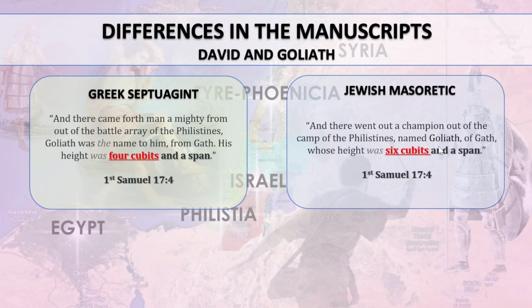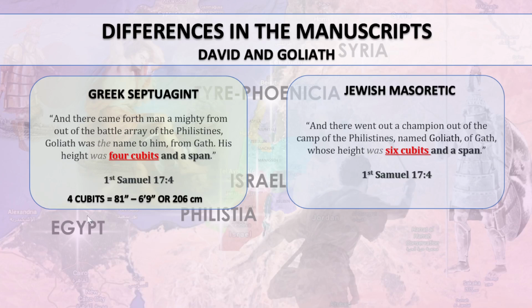Now we're going to come to the Jewish Masoretic. This is the King James translation, and you're going to notice it's a little more polished. It's a slightly cleaner translation. It's not literally translated. "And there went out a champion out of the camp of the Philistines named Goliath of Gath, whose height was 6 cubits and a span." So again, 4 cubits and a span, 6 cubits and a span.